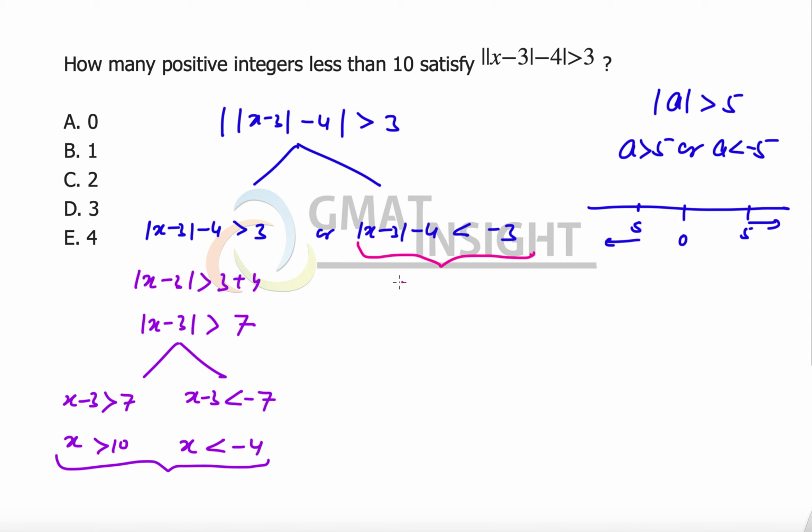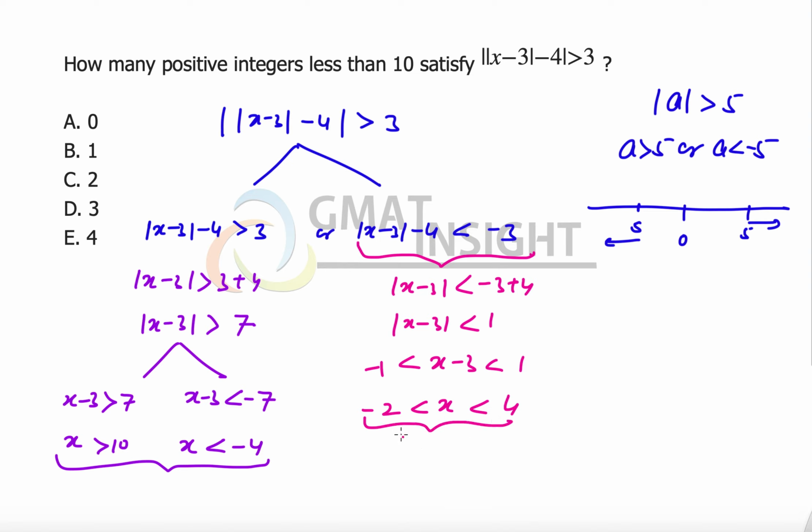Let's simplify. |x − 3| should be less than −3 + 4, so |x − 3| should be less than 1, which means x − 3 should be between −1 and 1, which means x should be between 2 and 4. Now we have these two inequalities and we need to understand which values of x can satisfy this. Alright, let's quickly summarize.